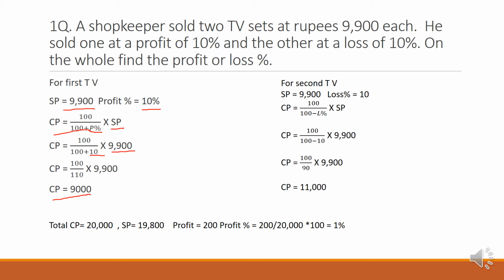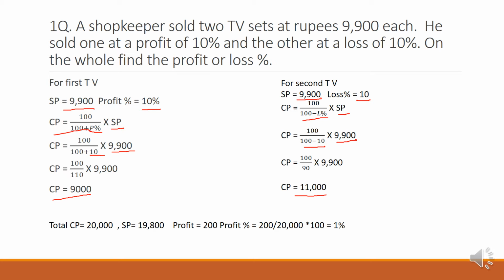For the second TV, the selling price is the same. Selling price is 9,900 and loss percentage is 10. So using the formula, cost price is equals to 100 by 100 minus loss percentage into selling price. So cost price is equals to 100 by 100 minus 10 into 9,900. After solving this, we will get the cost price as 11,000.